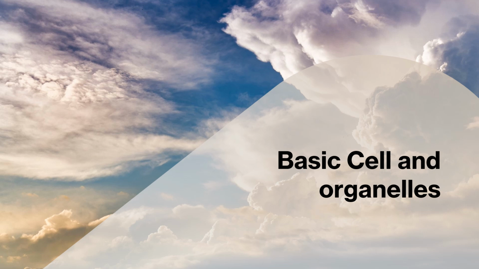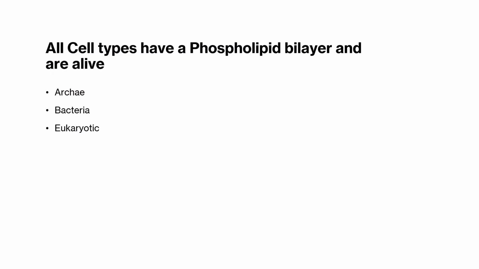So today I'm going to talk about the basic cell and the organelles, as well as some modifications made in plant cells so you can actually get photosynthesis there. But to begin with, let's start by looking at the basic cell. Now, all cell types, doesn't matter which type we're looking at, have a phospholipid bilayer, and all cells are alive.